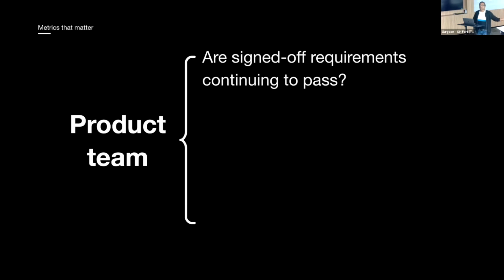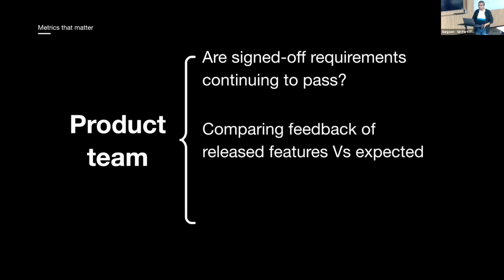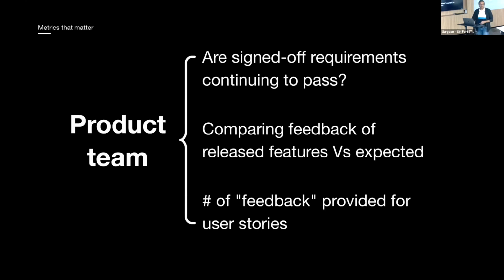The requirements. Do you have automated tests against those requirements to indicate, yes, my requirements are still working fine? That is important. Getting the feedback of released features versus what is expected. Product builds on hypotheses. Are you comparing after release whether that hypothesis is met or not? Is there a dashboard to track this? And the feedback provided on user stories.